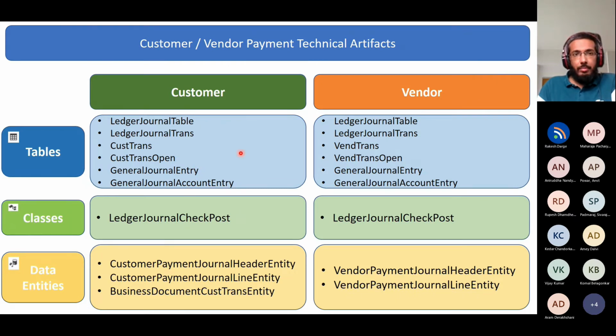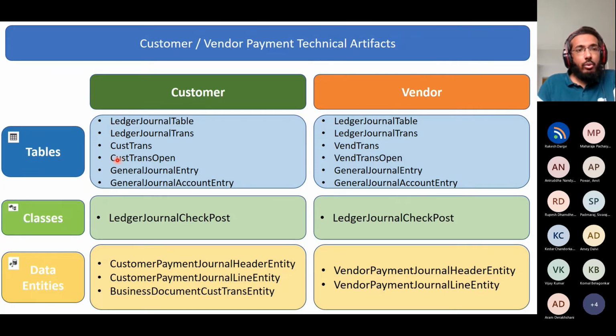Yeah, so the next part is the payment from the customer or payment to the vendor. For that purpose, we normally have these tables, ledger journal table and ledger journal trans. This is similar to your sales table and sales line. It holds the information, but it's actually not the financial transactions that you foresee. Then once you post these journals, you actually impact your customer transactions with a payment record.